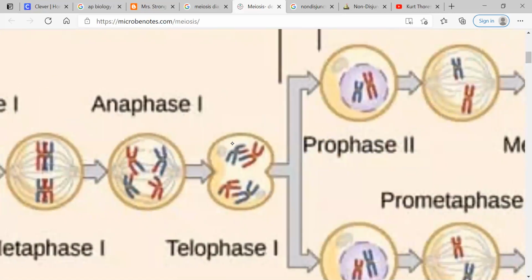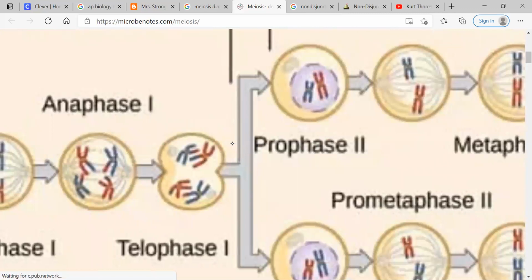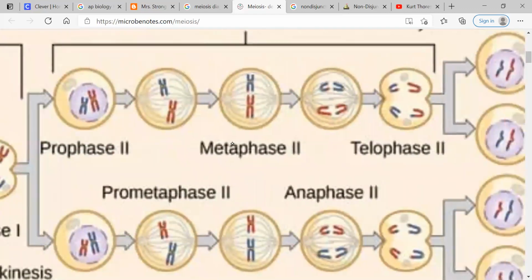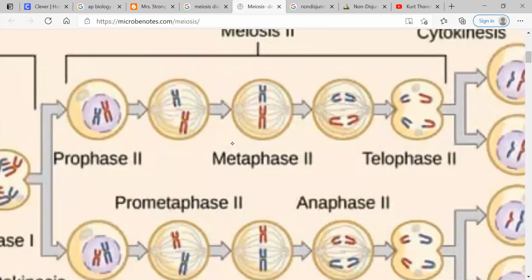In anaphase 1, the sister chromatids get pulled apart. And then in telophase 1, you're going to go through the reforming of the nucleus around the DNA, and you're going to have 2 daughter cells. But then we get into meiosis 2, where it happens all over again.